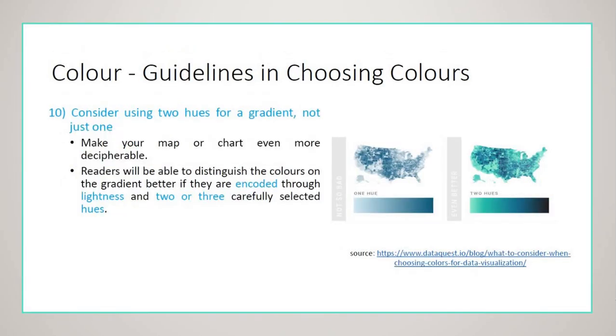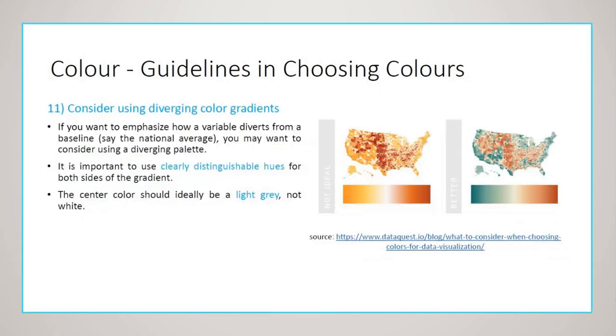And then consider using 2 hues for gradient, not just one. Make your map or chart even more decipherable. Readers will be able to distinguish the colours on the gradient better if they are encoded through lightness and 2 or 3 carefully selected hues. Okay, pemilihan hues tadi. Okay, yang ni lebih mudah lah berbanding yang ni satu tone kan, satu hue sahaja, yang ni 2 hues. Okay, next.